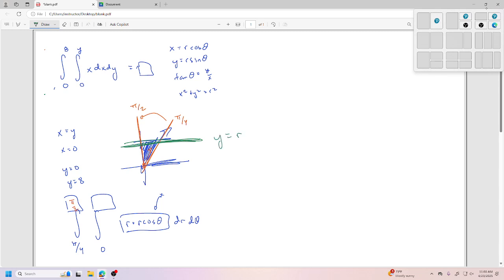So y is equal to r sine theta, and I have my y is technically equal to 8. And I want to get r by itself. Divide by sine theta, and we get 8 over sine, or 8 cosecant. So that's going to be my thing right here.